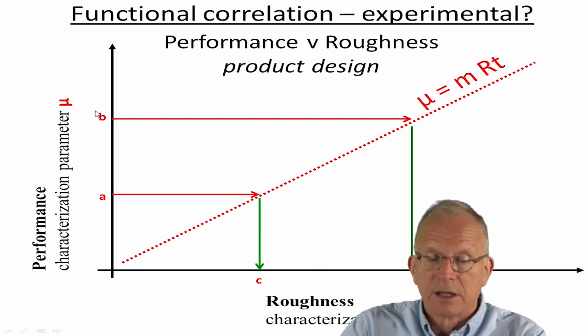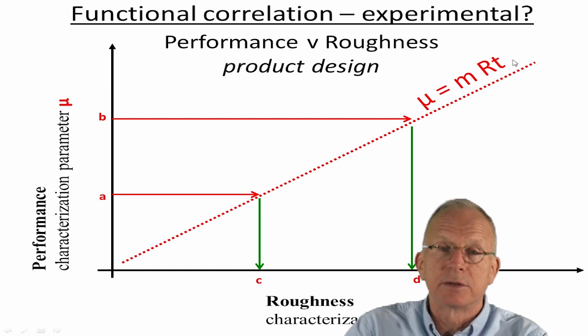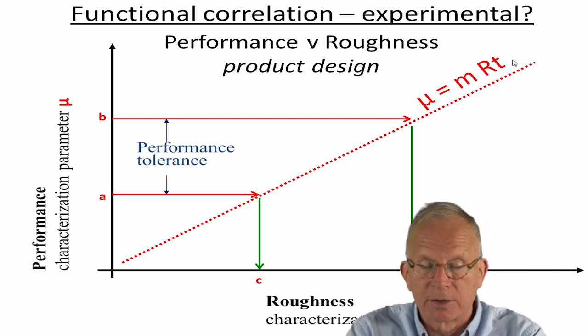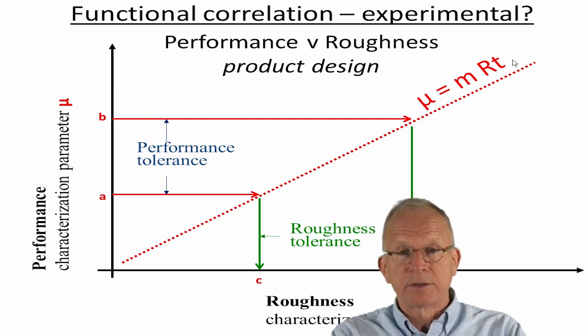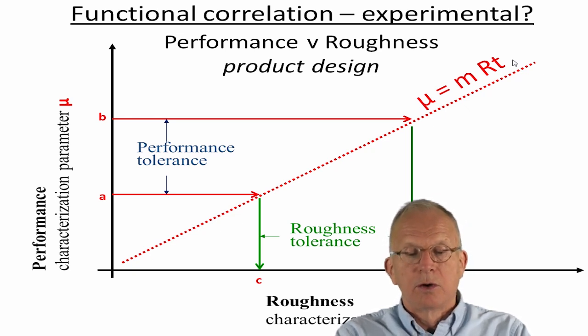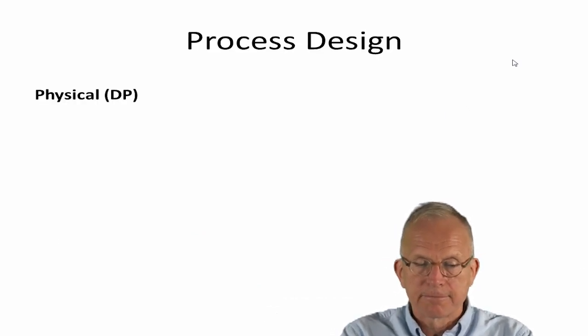These two friction coefficients can translate to two roughness parameters, RT, knowing this relationship. So that's the performance tolerance. As long as we're between A and B, we're within the performance tolerance, and there's the roughness, the physical tolerance. So we can see how we can map from performance, or functional, to physical, in other words, from the performance to the roughness.